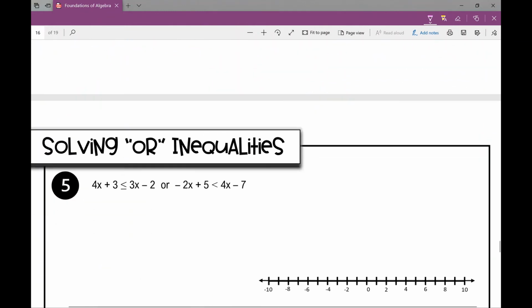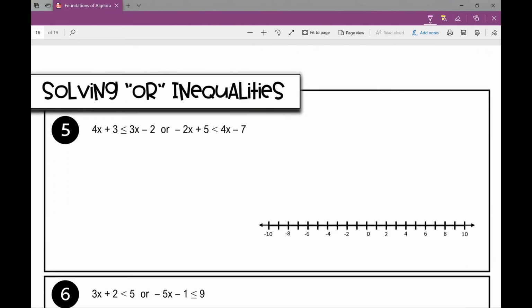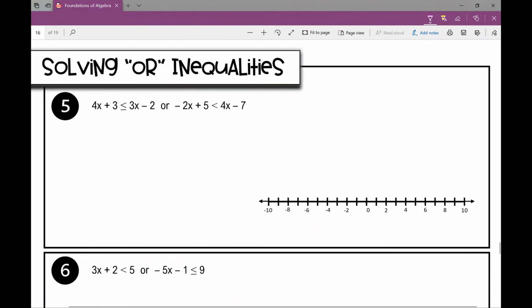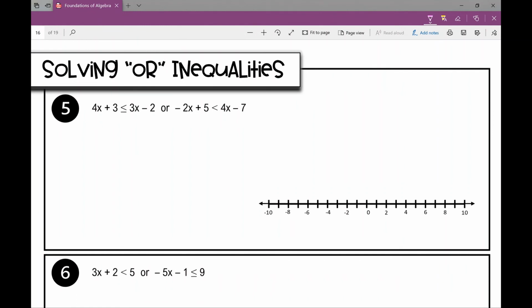Let's move on. What about when we're solving or inequalities? It could be this or that. Well, let's solve each of these simple inequalities, and we're going to graph it on this number line. So this is kind of the typical one that you see. Let's solve for x in this first one.